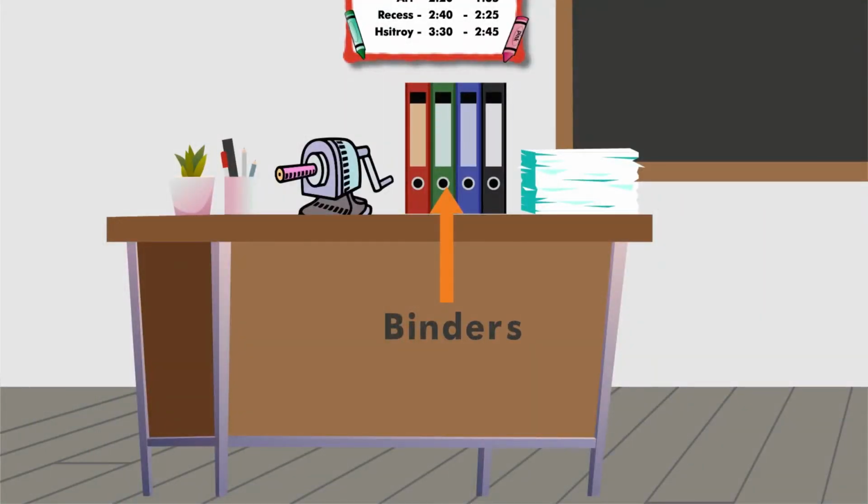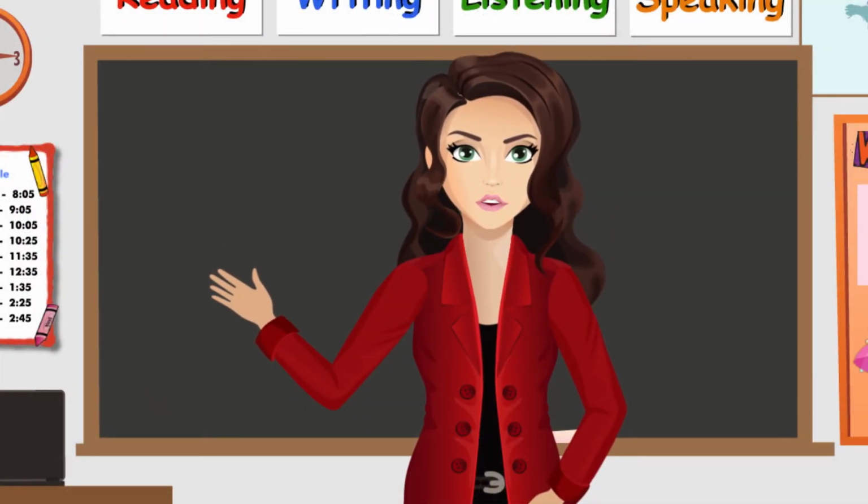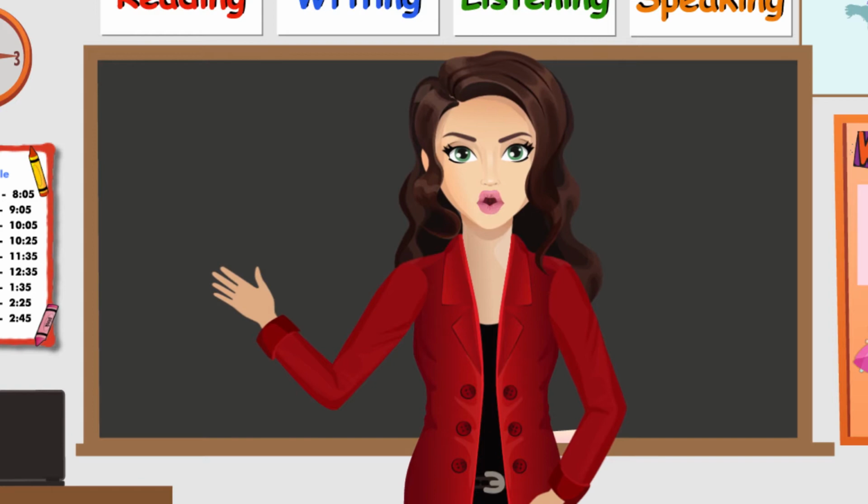Binders. Pencils. Sharpener. Handouts. What else do you see in this classroom?